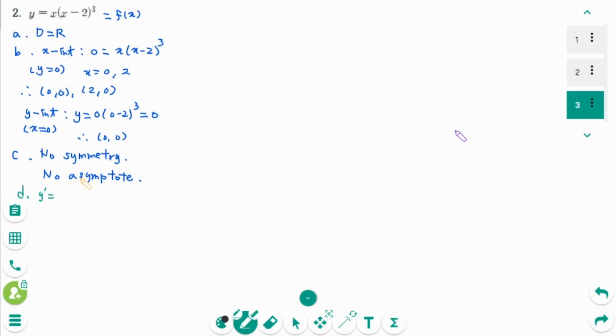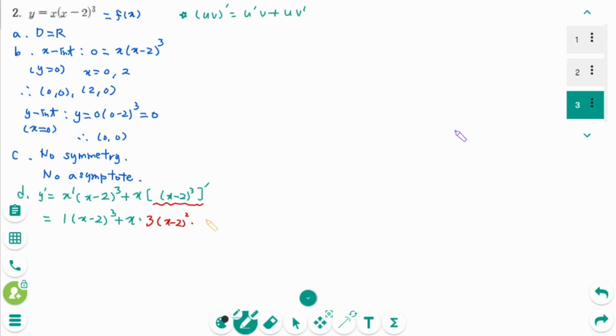y prime equals, using the product rule, (uv)' equals u'v plus uv', then x prime times (x minus 2) cubed plus x times ((x minus 2) cubed) prime equals 1 times (x minus 2) cubed plus x times 3 times (x minus 2) squared times (x minus 2) prime equals (x minus 2) cubed plus 3x times (x minus 2) squared.